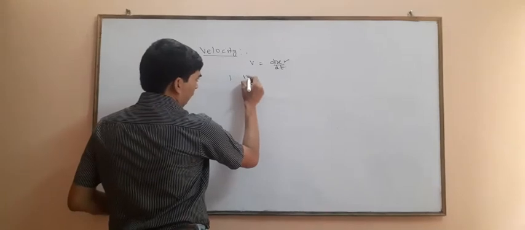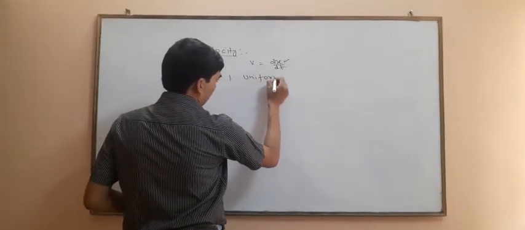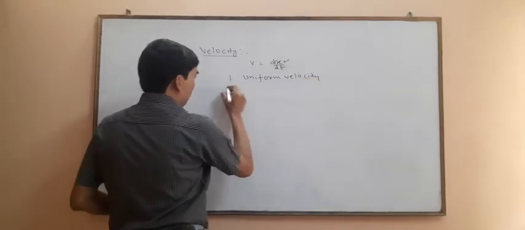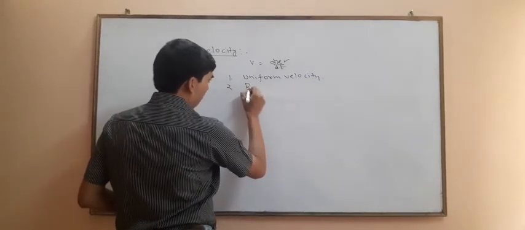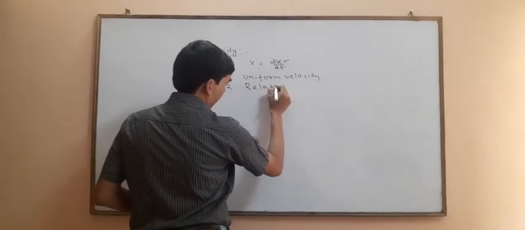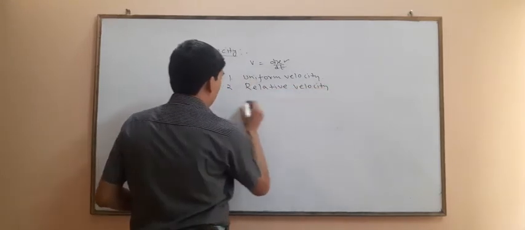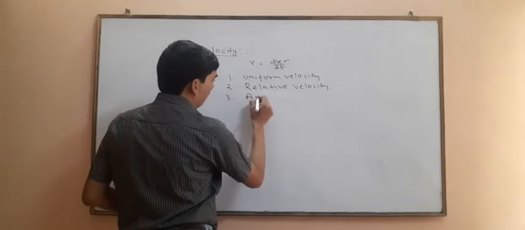Like speed, velocity is also of three types. One is the uniform velocity. Next is relative velocity, and also it has average velocity.